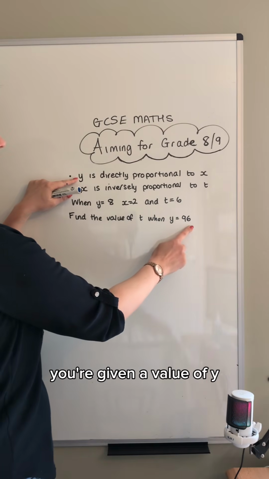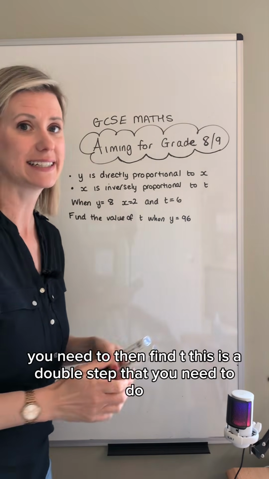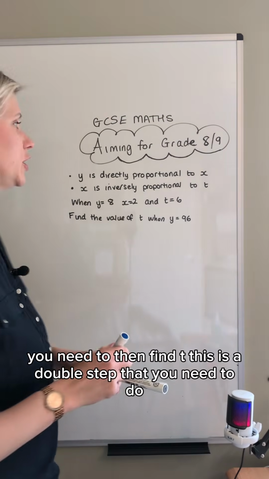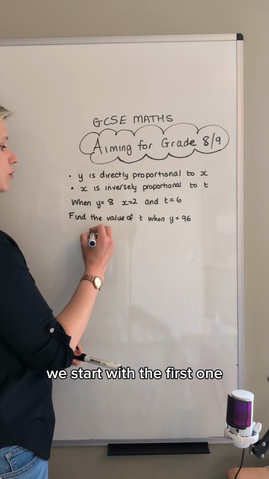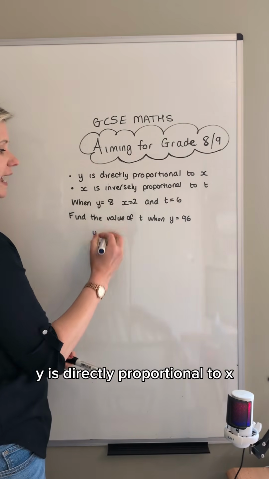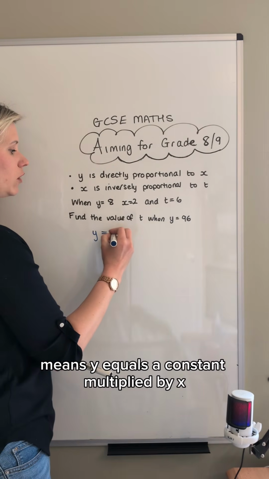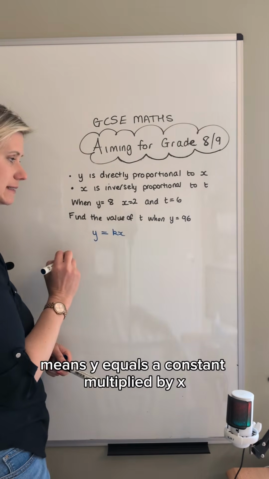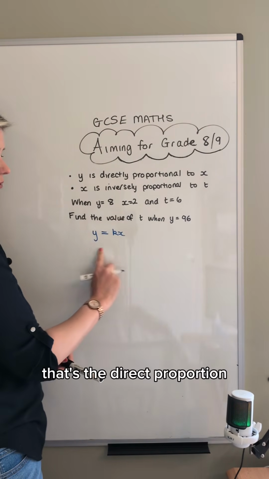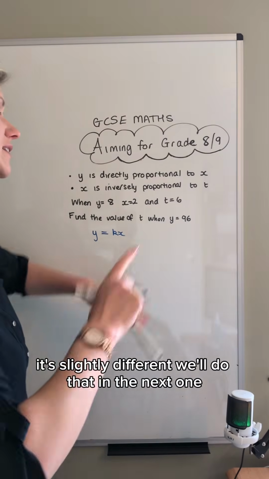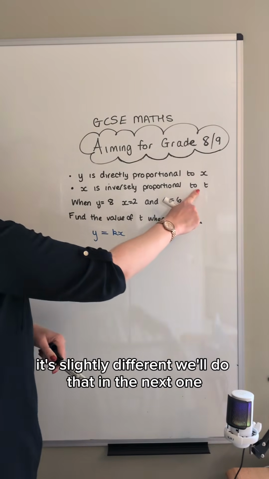You're given a value of Y, you need to then find T. This is a double step that you need to do. We start with the first one. Y is directly proportional to X, means Y equals a constant multiplied by X. That's for direct proportion. Remember, if it's inverse proportion, it's slightly different. We'll do that in the next one.